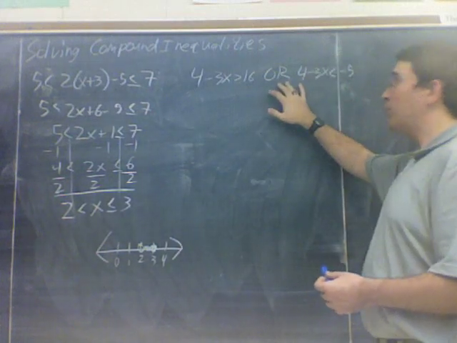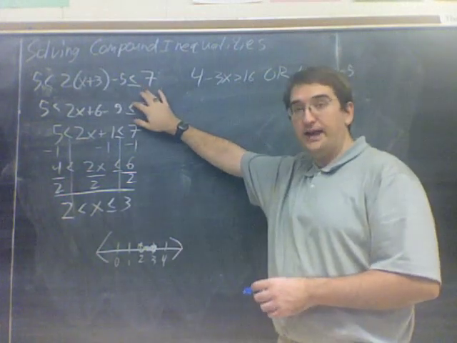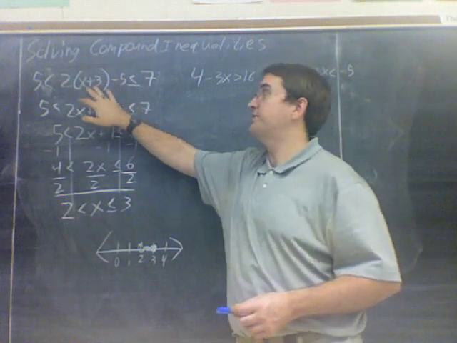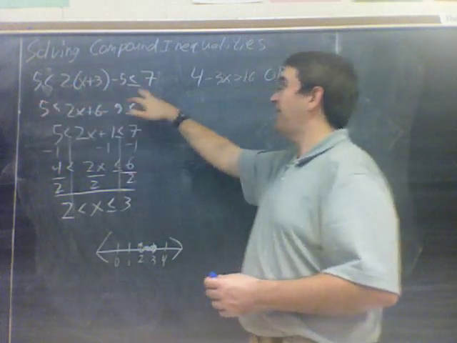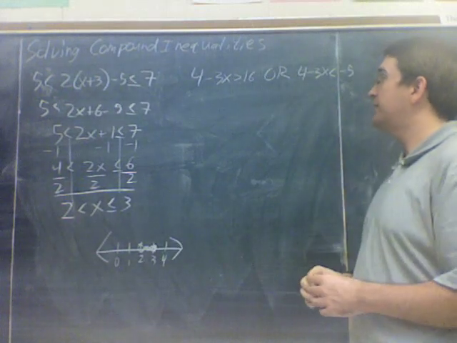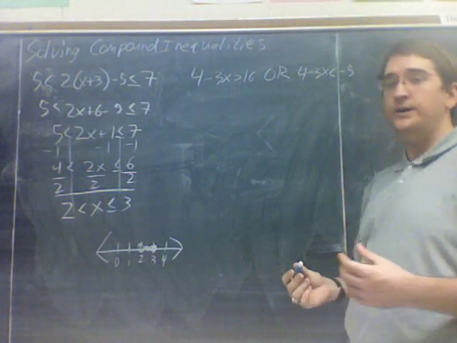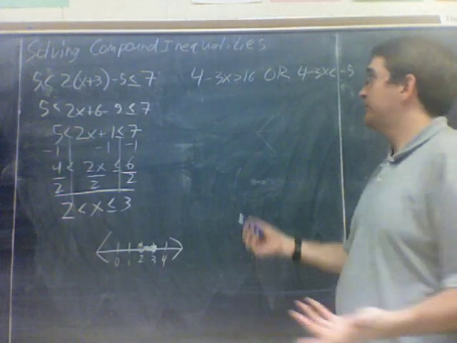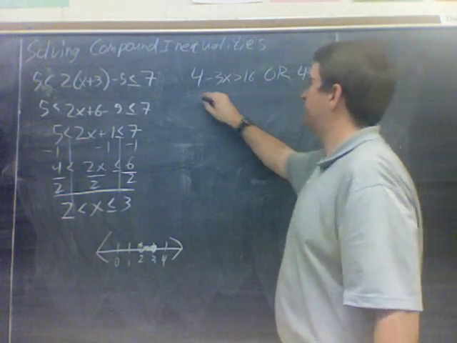Now for an OR inequality. After all, this first one is an AND inequality because we're stating that this expression is both greater than 5 and less than or equal to 7 at the same time. For an OR compound inequality, the process is pretty straightforward. We have two separate inequalities and we solve them separately.